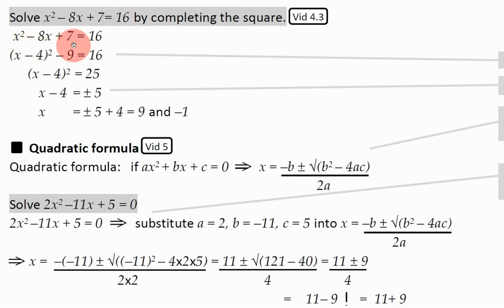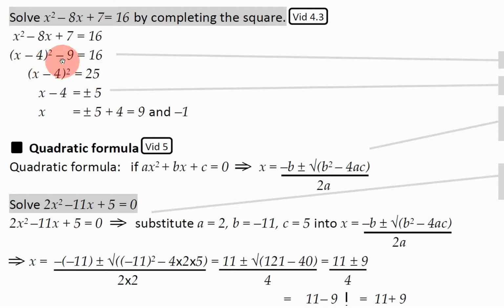x squared minus 8x plus 7 equals 16 is our question. You complete the square for that, so you get that. So that's equal to 16. And then you start moving everything away from the x. You're trying to make x the subject here.